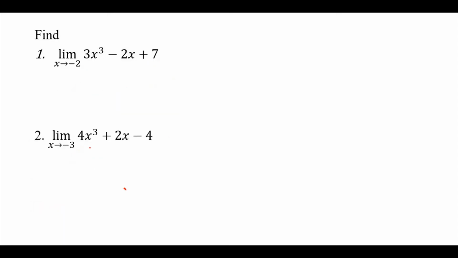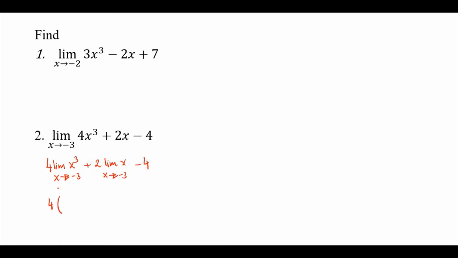If you have a limit of 4x cubed plus 2x minus 4 when x approaches negative 3, you're going to apply the same rules. So you're going to say this is equal to 4 times the limit of x cubed as x approaches negative 3, plus 2 times the limit of x as x approaches negative 3, minus 4, the limit of negative 4 is negative 4. Now we apply the limit laws that we know.